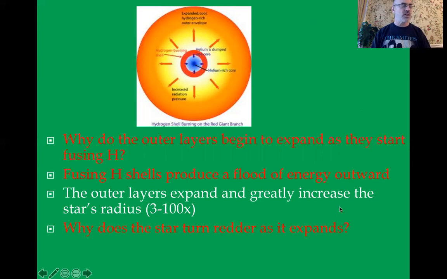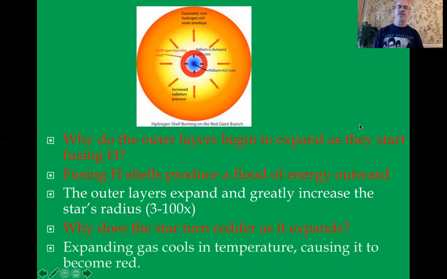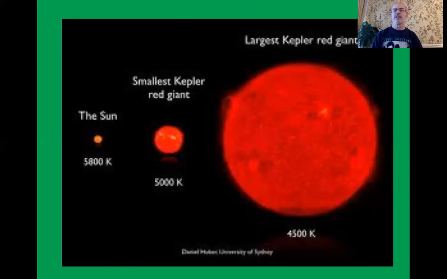Now, the question is, why does the star turn red as it expands? Well, if you think about it, we've learned that as it expands, what should happen to the temperature? Well, the temperature should cool, and we know that as things have a cooler temperature, according to Wien's law, you take 3 million divided by the temperature, and therefore the wavelength gets larger, so it becomes more redder, and eventually it'll become a red giant. So here's the sun. This is a Kepler red giant, maybe around 5,000 Kelvin. Here's a larger red giant, maybe 4,500 Kelvin. Okay, much larger.